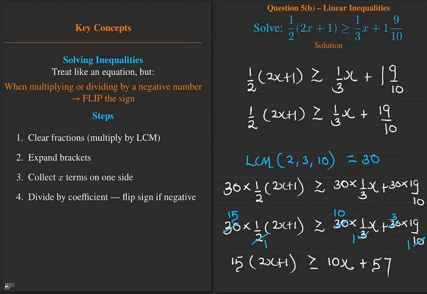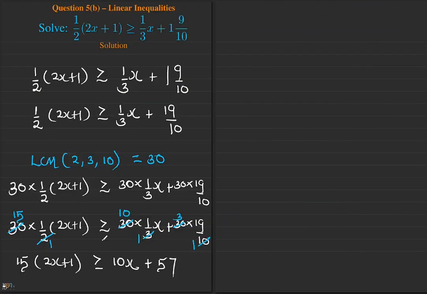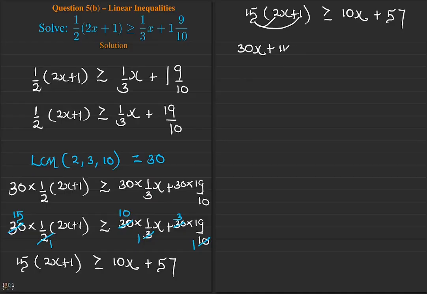You see? So from here, we then open the bracket. So what bracket are we opening? This particular one here. The 15 multiplies the 2x, and then it also multiplies the 1. So that we have 15 times 2x, which gives us a 30x. Then 15 times a 1, we have a positive 15 greater than or equal to a 10x plus 57.